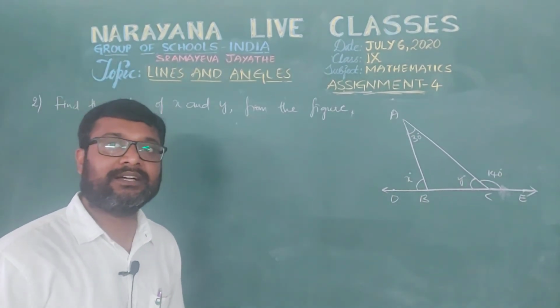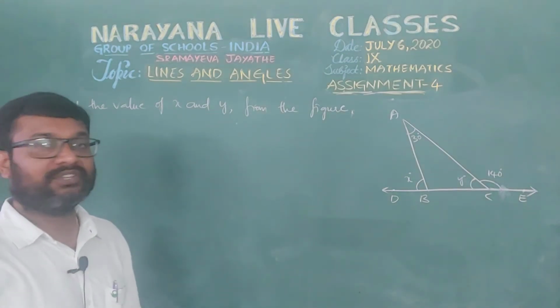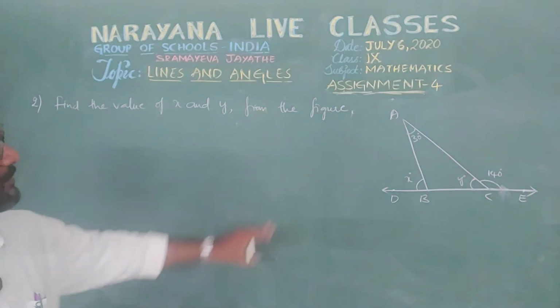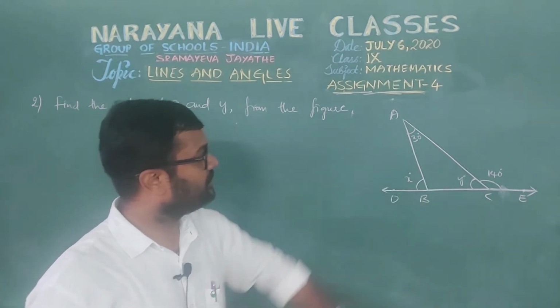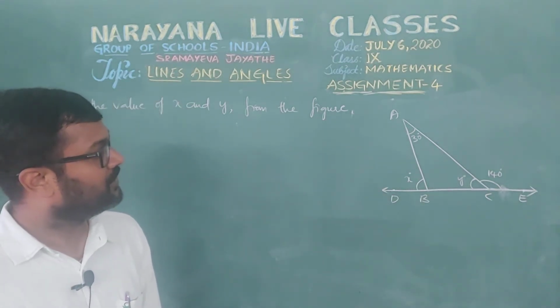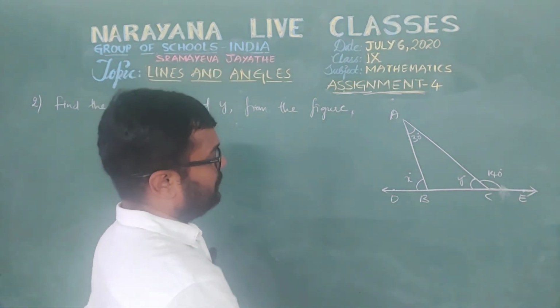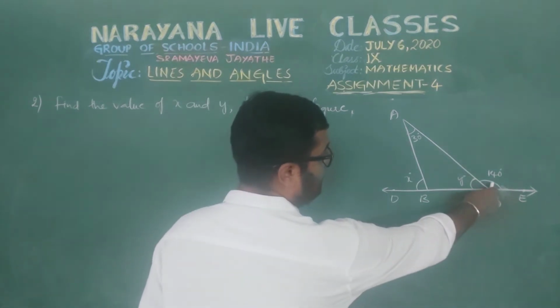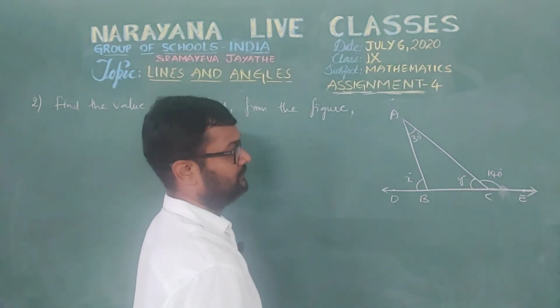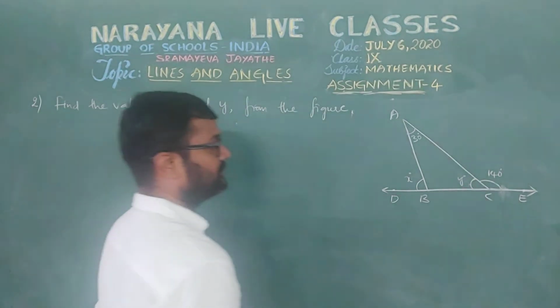Children, let's see the second question here on the board. Find the value of x and y. We need to find the value of x and y from the given figure. This is the figure. So here, if you observe, this 140 degrees and y degrees are linear pair of angles. These two are linear pair of angles.